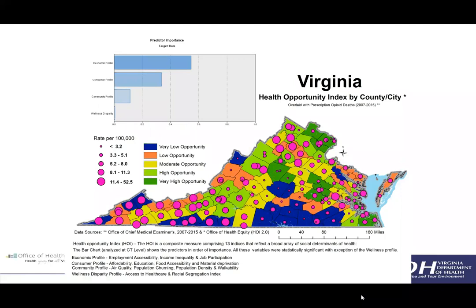And again, like I said, we have also used that for prescription deaths. As we look at the Southwest Virginia area, you can see the difference from that to the northern part of Virginia. This index was used to identify these neighborhoods, and that has helped the Chief Examiner's Office to identify these areas for proper intervention.